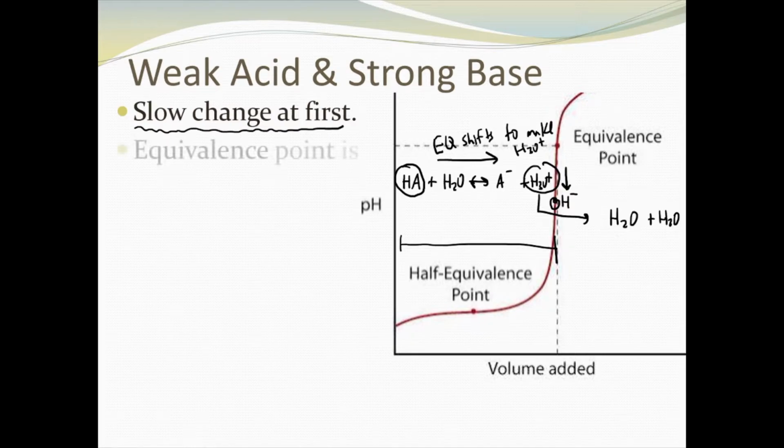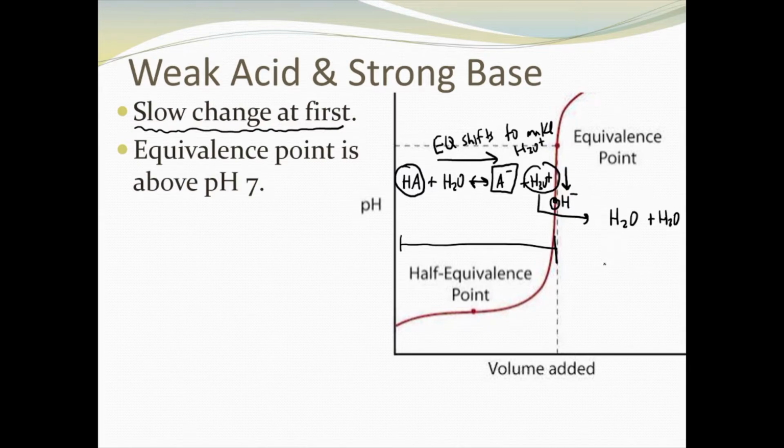As a result of this, the equivalence point ends up being at a pH above 7, because you end up adding quite a bit of hydroxide. And as a result of this equilibrium shifting forward, you actually create more of this weak base, and this weak base will push the pH above 7.